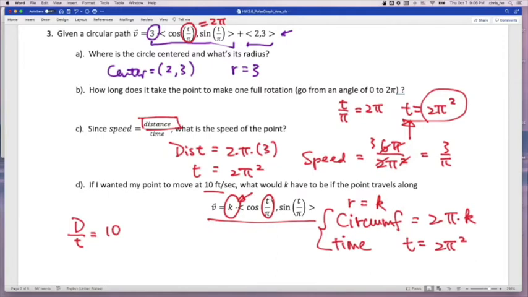And what is the distance over time in this case? Well, the distance over time is 2 pi k divided by 2 pi squared, and that's equal to 10. The 2 and 2 reduce to 1. One of the pi's cancel. So 10 must be equal to k over pi. Therefore, k is equal to 10 pi.